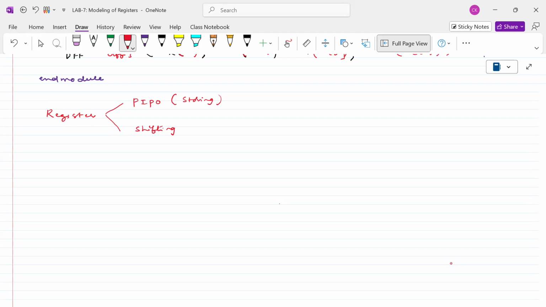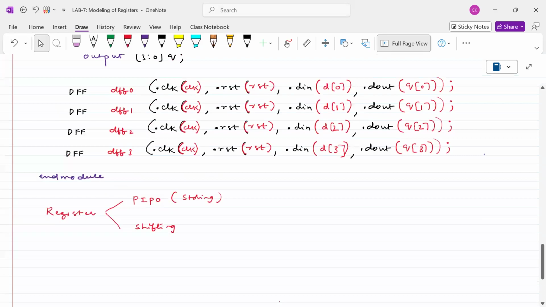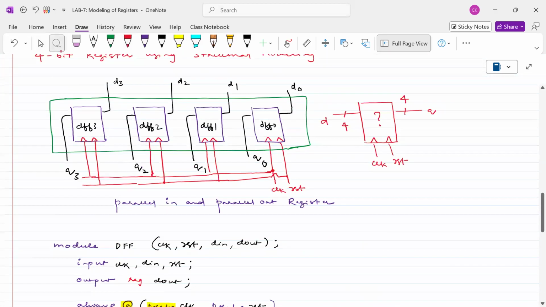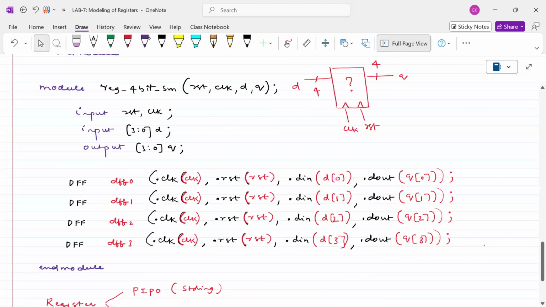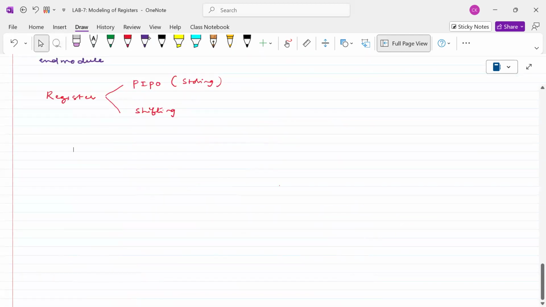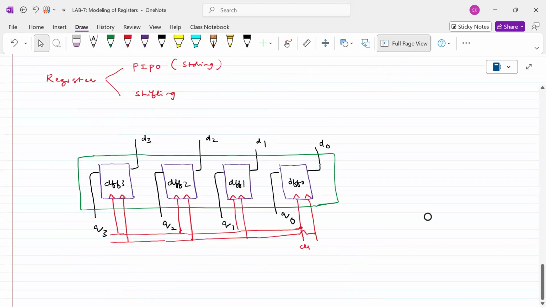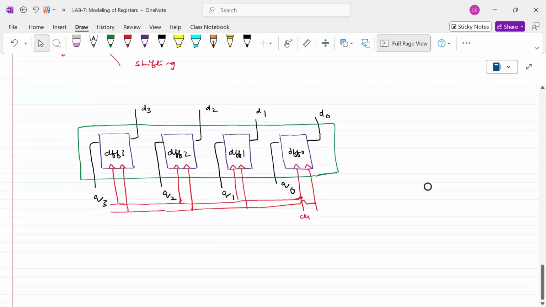Okay, we can see something like this. For example, you take 4-bit data here. For the sake of time utilization, I'm going to use the same module. Copy. I want to use it. Not only for storing, shifting can also be done. But how can you do this?